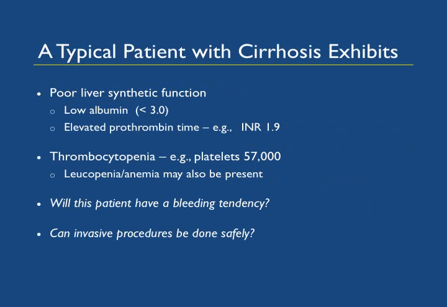A typical patient with cirrhosis exhibits poor liver synthetic function. This includes a low albumin, for example, less than 3, and an elevated prothrombin time, such as an INR of 1.9. Also, the patient exhibits thrombocytopenia. Typically, in a more advanced cirrhosis, this might be a platelet count of 57,000, more or less. Leukopenia and anemia may also be present.